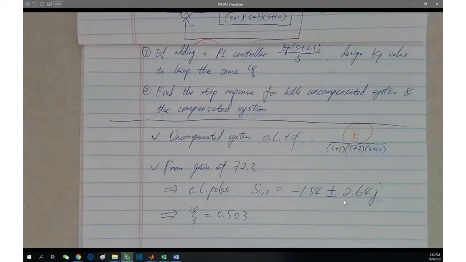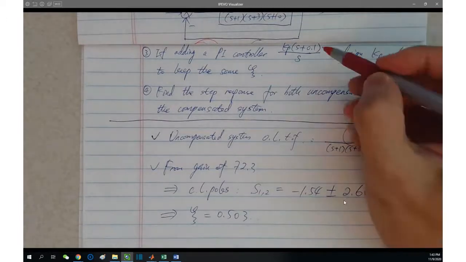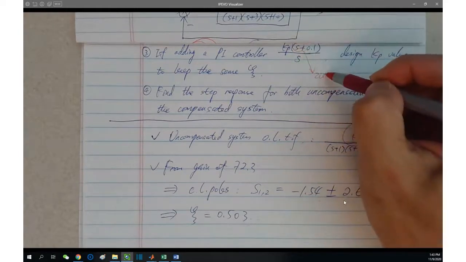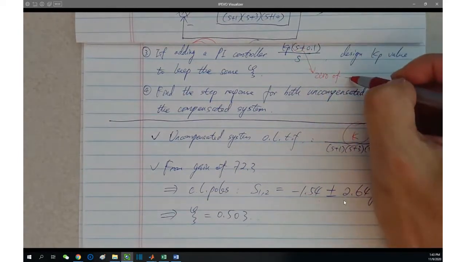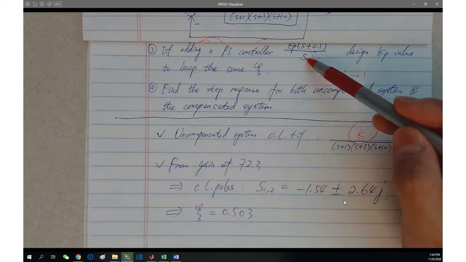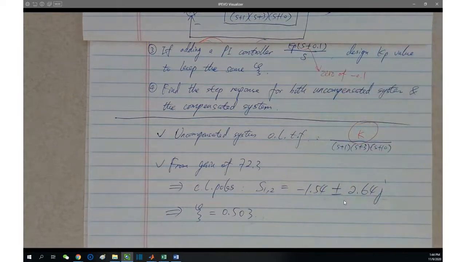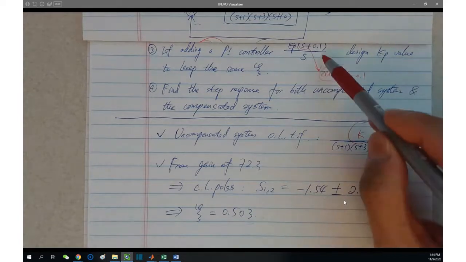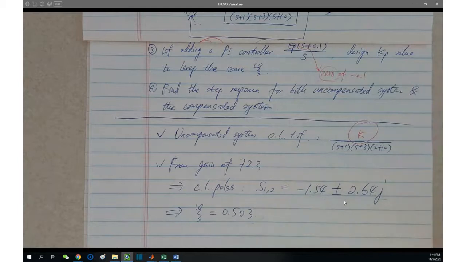Third question is, if adding a PI controller, what do you see in this PI controller? What is a 0? 0 of what? 0.1, right? 0.1 is indicating a small 0, very close to the origin point. Remember at the beginning of today's lecture, what we are expecting to see? After adding this PI controller, the locus basically remains the same. We're expecting to see this because once again, your PI controller's 0 is close enough to the origin point.